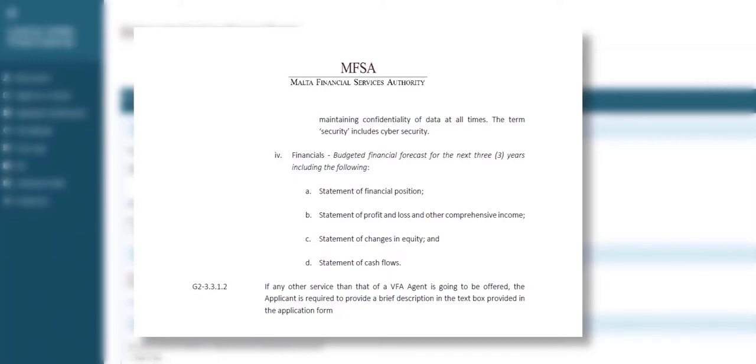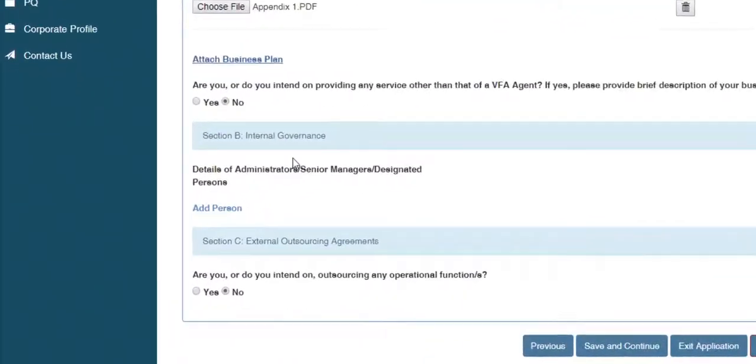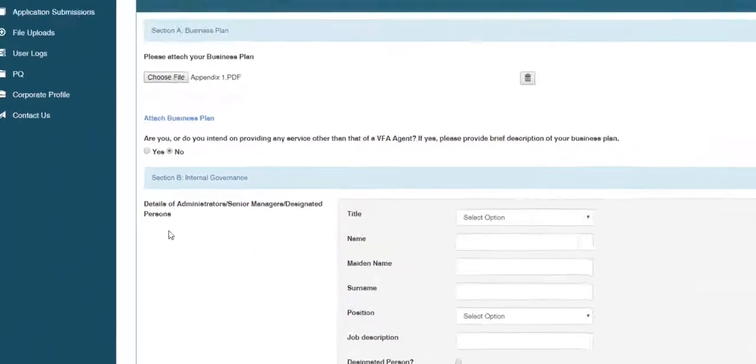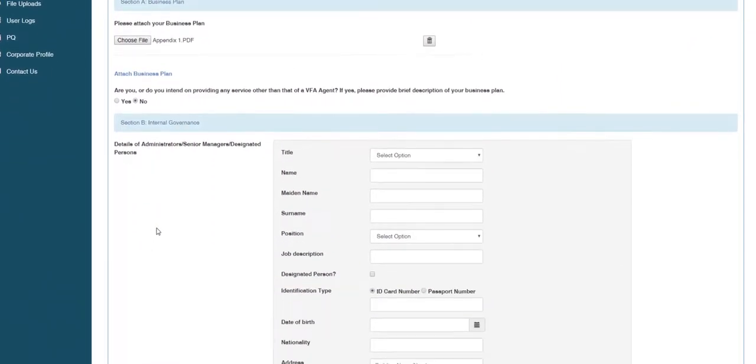And lastly, the business plan should also include the financials of the applicant by illustrating the budgeted financial forecast for the next 3 years. Section B. Internal governance. The applicant is required to outline in this section its internal governance structure, namely the directors, proposed appointed persons, and proposed designated persons.